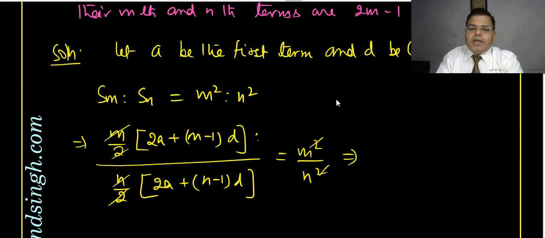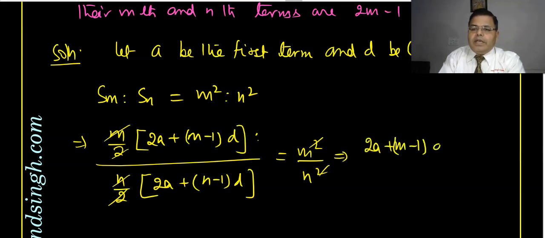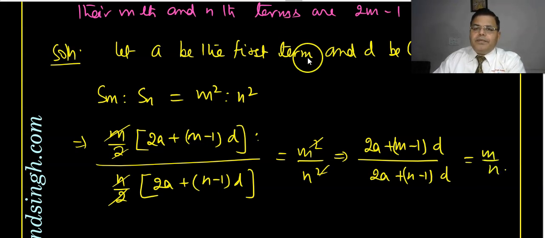Now 1 m and 1 n is left. This n will multiply this side. And what will happen? This will look like 2a plus m minus 1 into d. And there will be 2a plus n minus 1 into d, that is m by n left.